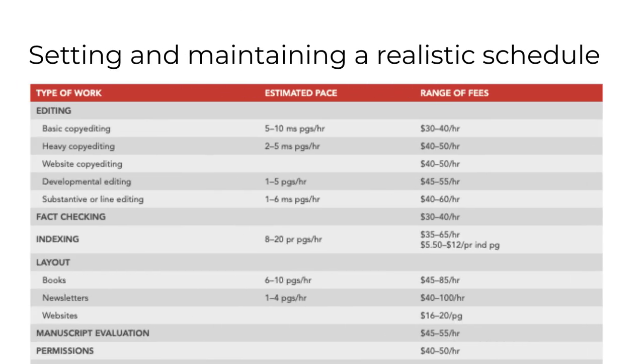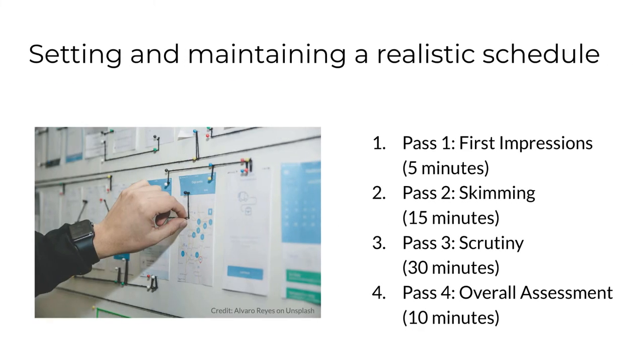I've showed you this table from the EFA as one way of demonstrating how the schedule for editing reflects scope as well as cost. I also shared Joshi's 60-minute process for assessing the quality of a document as a means of estimating the time needed for an editorial project based on the priorities for that specific document.